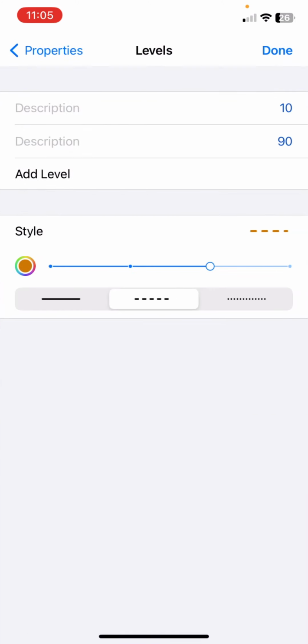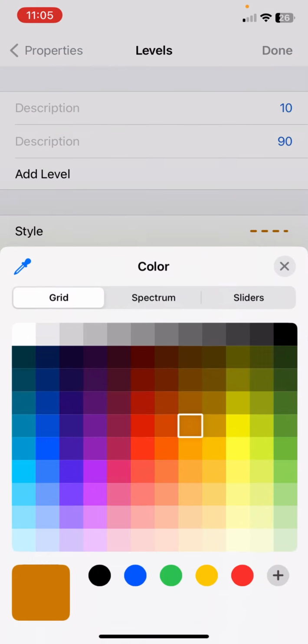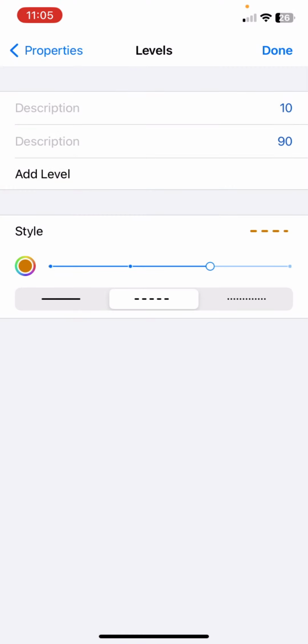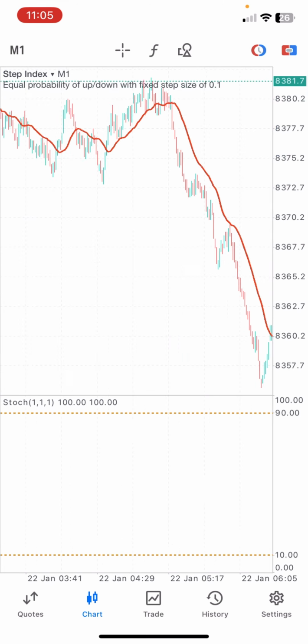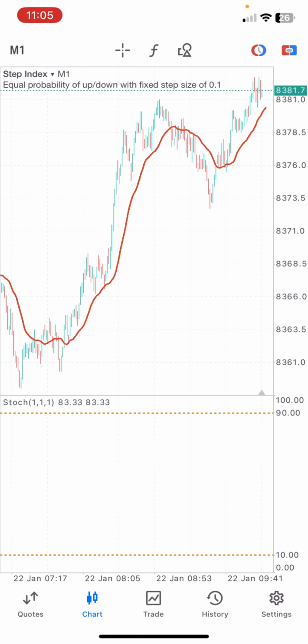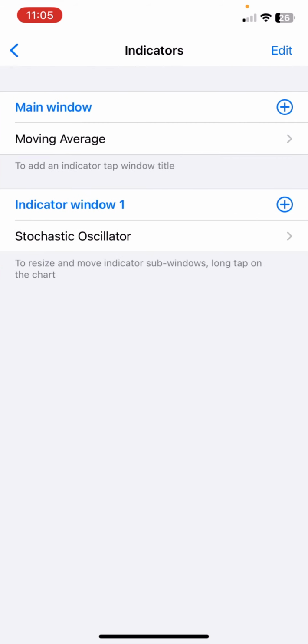Now for the levels, we are going to need the 10 and 90 levels, and I'm going to be using the gold color for my levels. You can choose any color of your choice. Click on done when you set it up, and you are going to have your stochastic oscillator in your chart. Now we are going to add the next indicator.